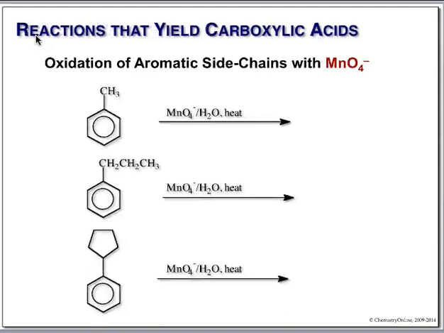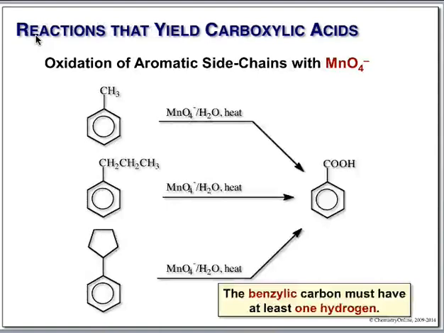We know that as long as we have a benzylic hydrogen, that is a hydrogen on the carbon adjacent to the ring, if we dump in neutral permanganate and warm it up a bit, we will oxidize the alkyl group. No matter what's attached, you wind up with benzoic acid. If your benzylic carbon has at least one hydrogen, it goes to benzoic acid. If it doesn't, nothing happens.